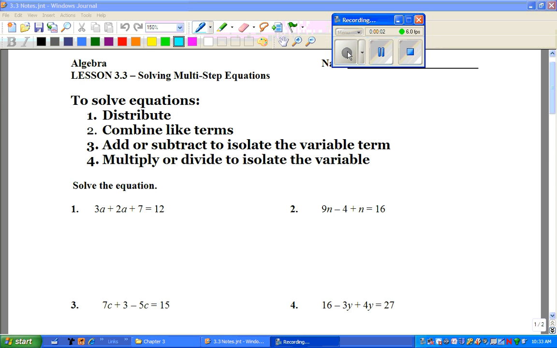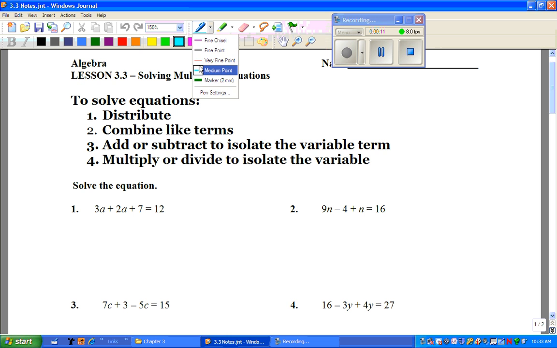Today's lesson on section 3.3 is about solving multi-step equations. So as you can see here, we went ahead and put together the steps that you need to use in order to solve multi-step equations.